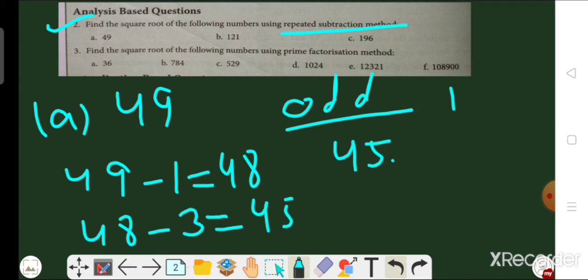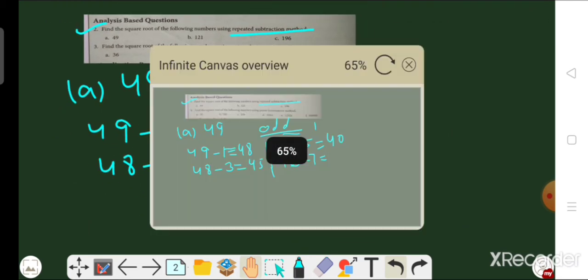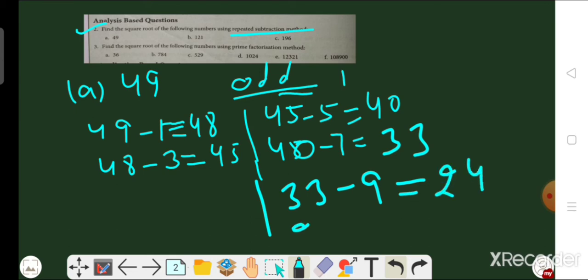After subtracting 3, we have to subtract 5 and this will become 40. Then we have to subtract the next odd number, that is 7, and the result will become again 33. Again subtract the next odd number, that is 9. What will we get? After subtracting 9 from 33, what do we have? We have 24. Again we have to subtract 11 from 24, so this will become 13.